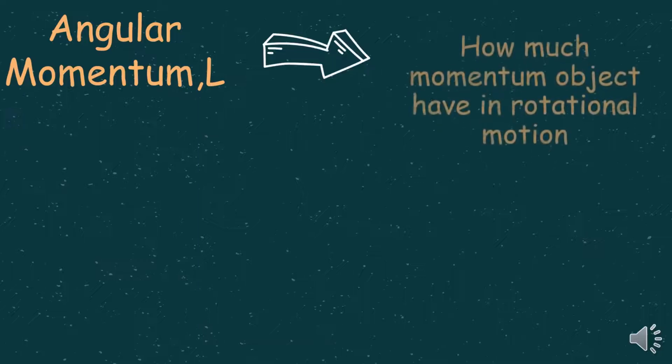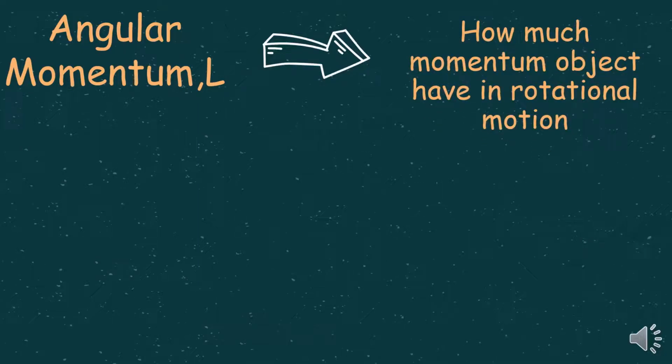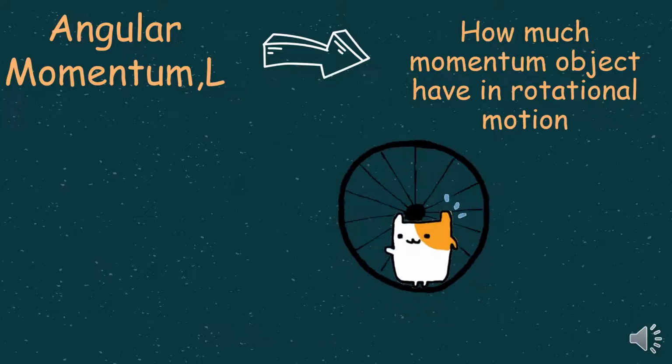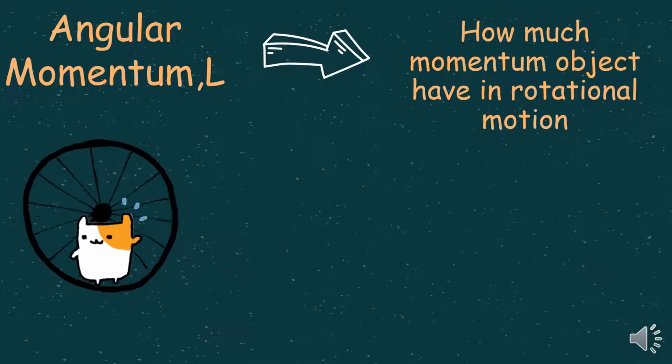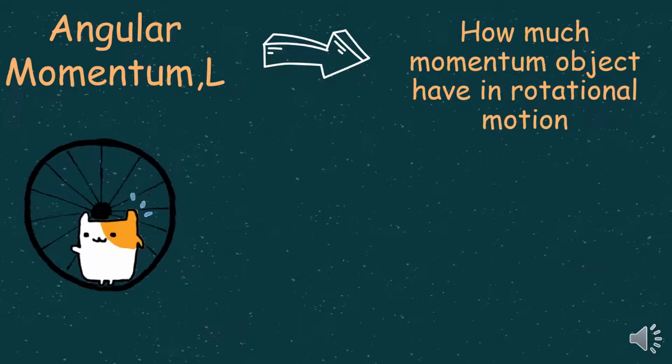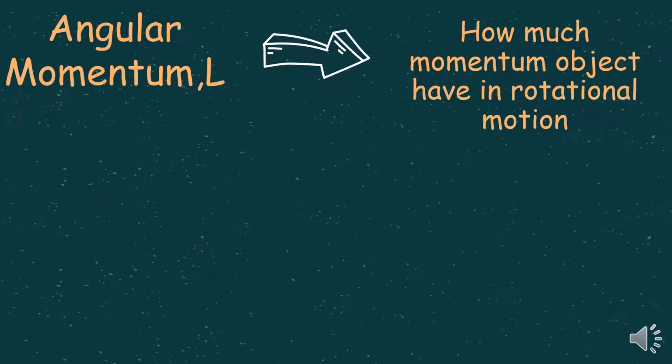In rotational motion, we represent momentum as angular momentum, L. Angular momentum is just how much momentum an object has in rotational motion. Every rotational quantity that we have encountered is the analog of some quantity in the linear motion of particles. The analog of linear momentum p is called angular momentum L. The analog of mass m is called moment of inertia, represented as I.